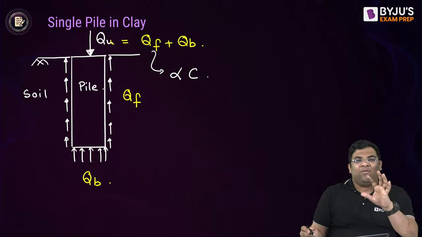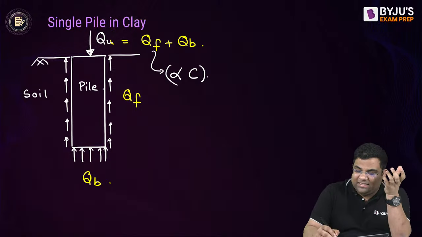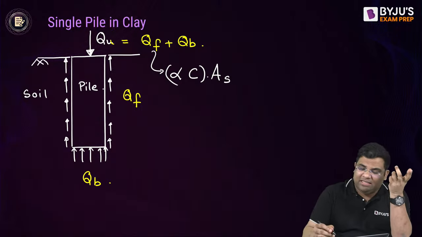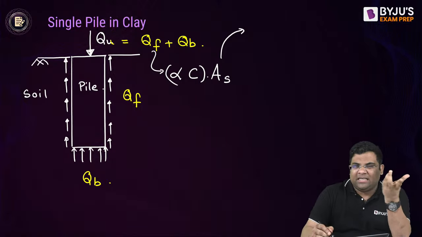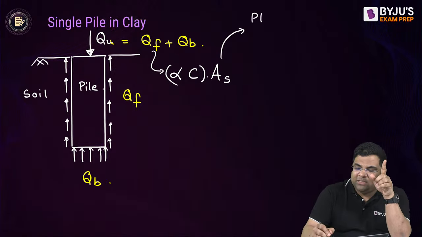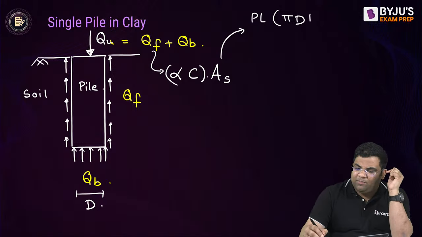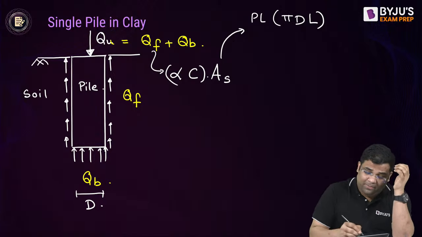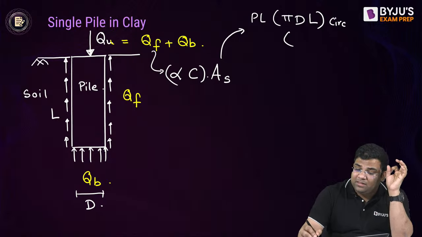So I'll take that as alpha into C as the skin friction, and that I will multiply with what? The surface area. I'll multiply with the surface area, and the surface area of a pile will be how much? If it's a cylindrical shape, meaning a circular pile, then what is the surface area? Surface area is perimeter into length, right? Now, what is the perimeter here? Perimeter is pi d, right? If the diameter is d, then the perimeter is pi d. So pi d into L, length of the pile. Yes, this is for a circular pile.